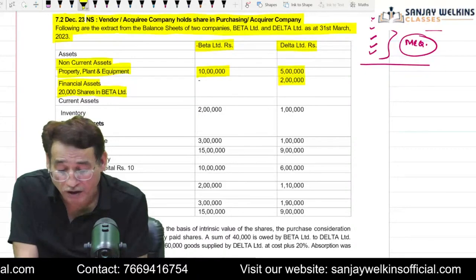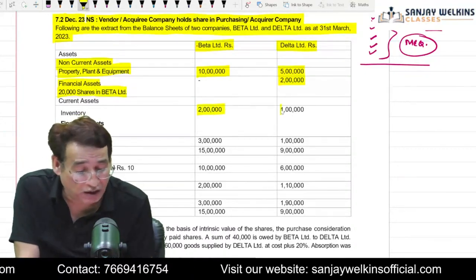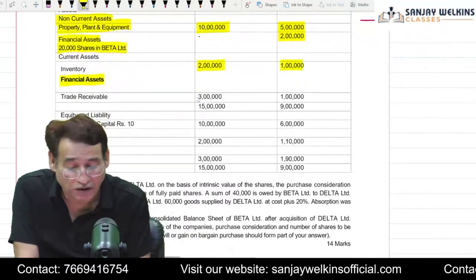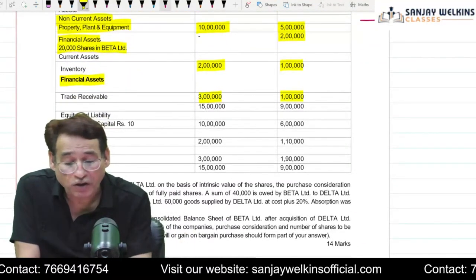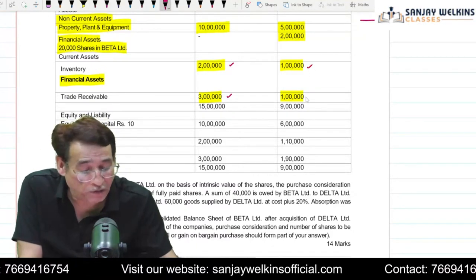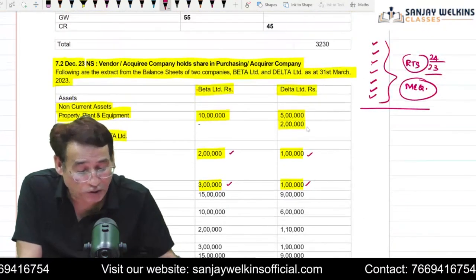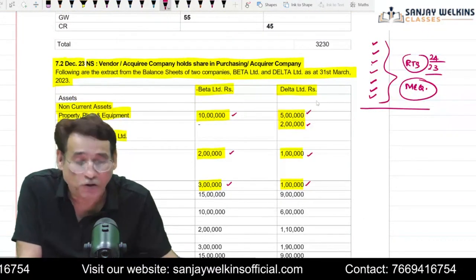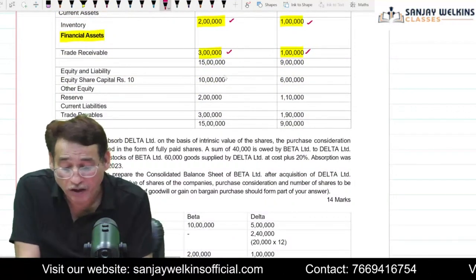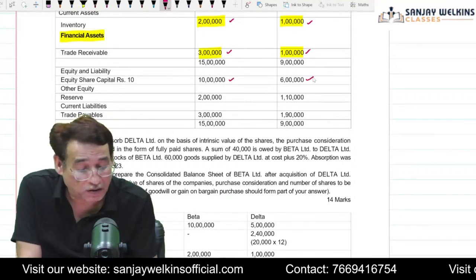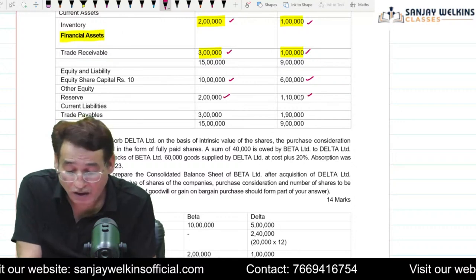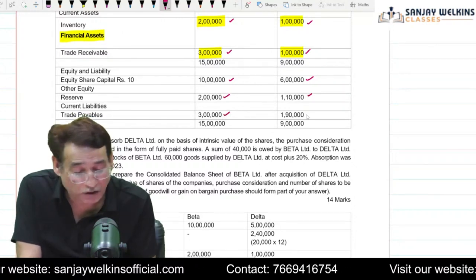Then under current asset we have inventory. Even under current asset, there is another category known as financial assets, that is trade receivable 3 lakh and 1 lakh. Logically, in this question, there are trade receivable, inventory, and then investment, and besides that, property, plant and equipment. Correct? And then you are given equity and liability. Equity share capital is 10 lakh, 6 lakh. Then other equity, under which there is reserves. And then we have only current liability, trade payables.